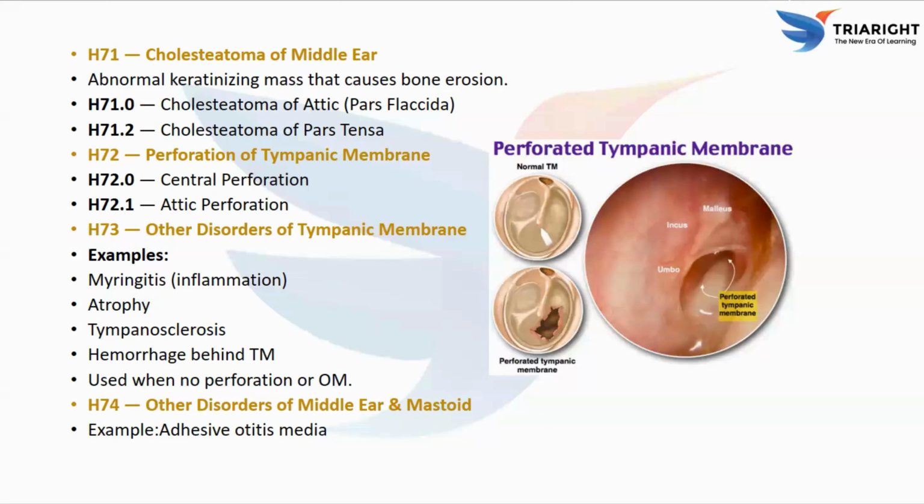Next is H74, other disorders of the middle ear and mastoid. This category includes structural and chronic changes which are not infections. For example, adhesive otitis media. So what is adhesive otitis media? The TM becomes retracted and also stuck to the middle ear structures. This is caused by chronic eustachian tube dysfunction. It can lead to ossicle erosion and also hearing loss.